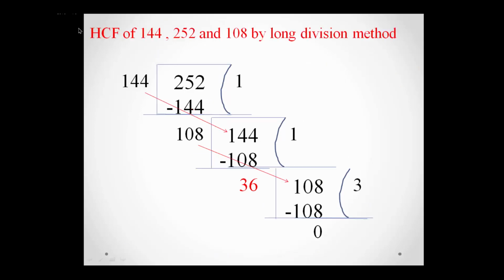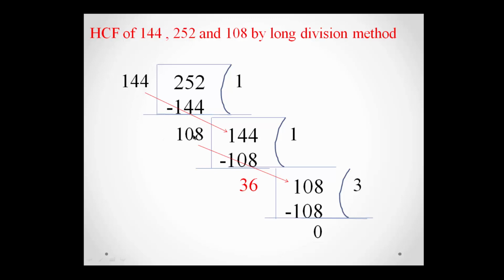Then let's see the HCF of three numbers by long division method. So which are the numbers? 144, 252 and 108. First we need to divide any two numbers. So I am dividing 252 by 144. I am getting 1 as the quotient, then getting remainder 108. The main rule here is the remainder will be the divisor and the previous divisor will be the dividend.